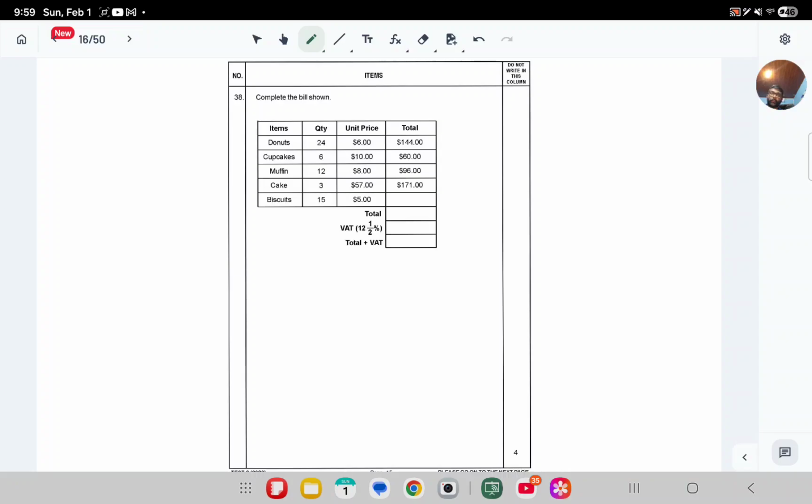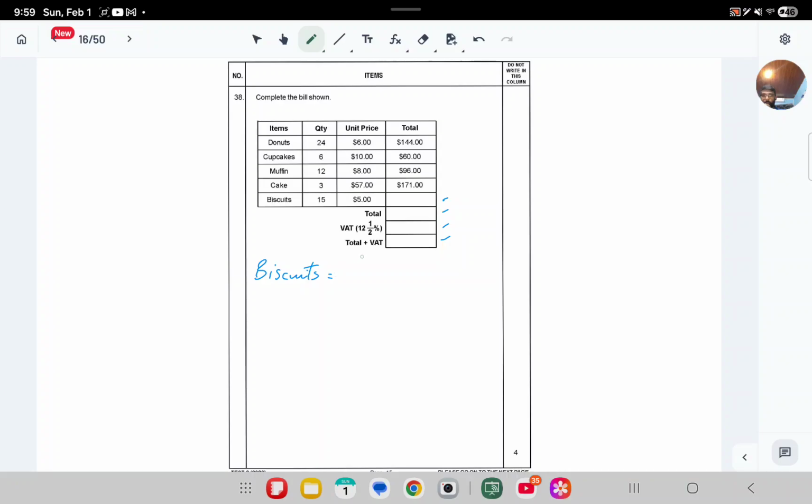Alright, number 38, they said complete the bill shown. So we have the items, we have the quantity of each item, and we have the unit price as well as the total. The unit price represents the cost for one of the item. Alright, so we need to solve for the total for biscuits, the total for everything, the VAT amount, and the total plus VAT. So let's start with the biscuits.